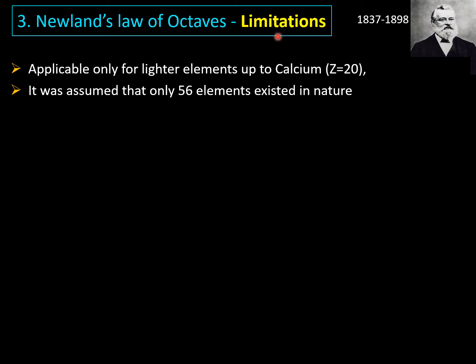Limitations of Newland's law. It was applicable only for lighter elements up to calcium. After calcium, every eighth element did not possess properties similar to that of the first element. Newland assumed only 56 elements existed in nature. He didn't keep any room vacant for the discovery of new elements.